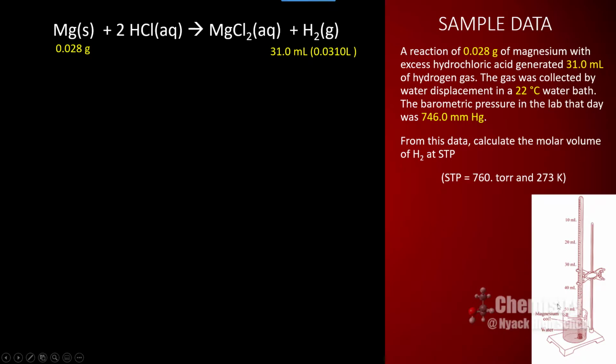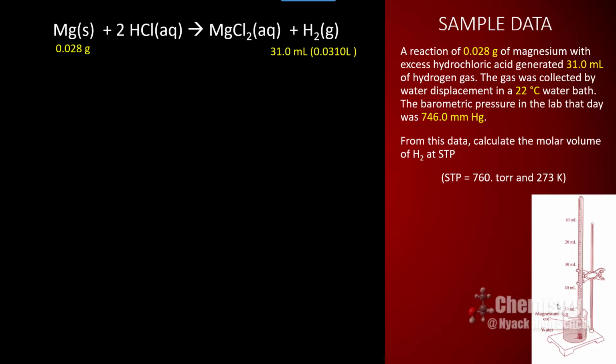So here's some sample data that is very similar to the data that you'll be collecting in this lab. A reaction of 0.028 grams of magnesium with excess hydrochloric acid generated 31.0 milliliters of hydrogen gas. The gas was collected by water displacement in a 22-degree water bath. The barometric pressure in the lab that day was 746.0 millimeters of mercury. From this data, calculate the molar volume of H2 at STP.